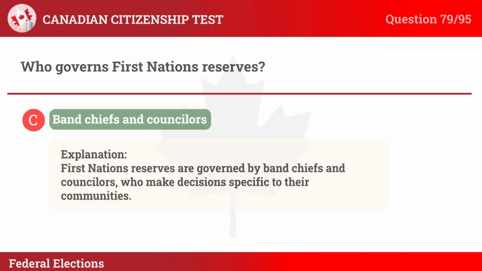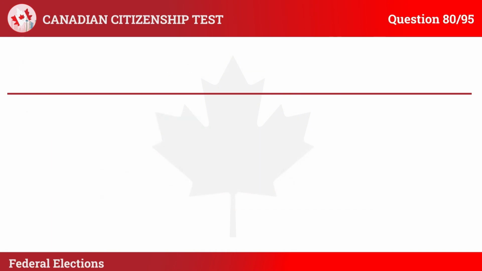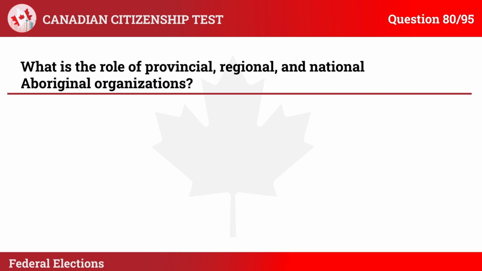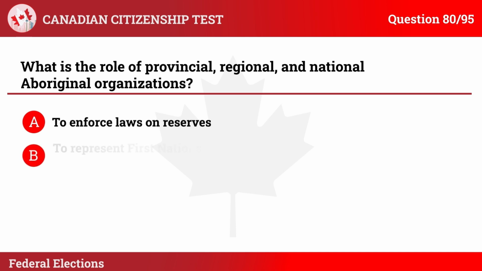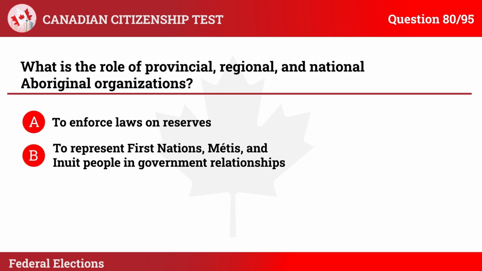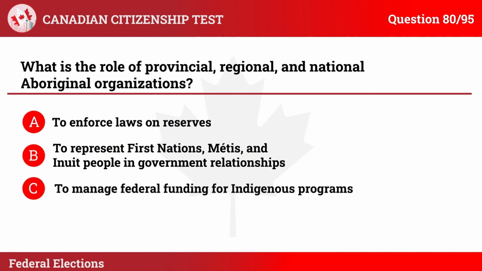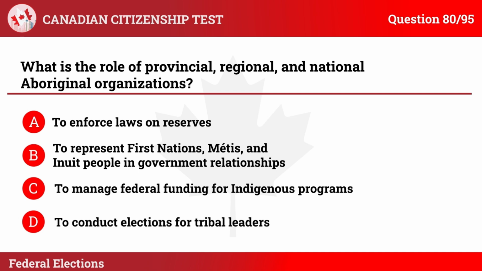Question 80. What is the role of provincial, regional, and national Aboriginal organizations? A. To enforce laws on reserves. B. To represent First Nations, Métis, and Inuit people in government relationships. C. To manage federal funding for Indigenous programs. D. To conduct elections for tribal leaders.